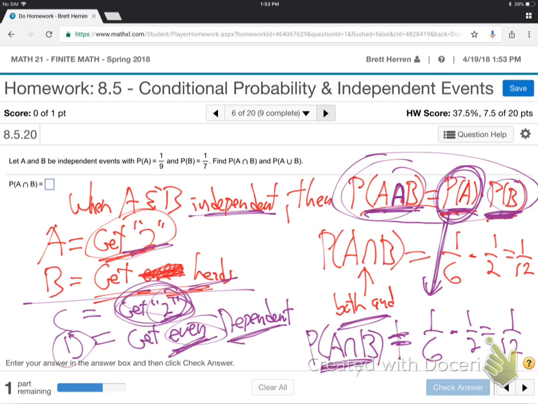Just throw aside all math formulas. Just be real with me. Probability is real. I rolled a die. Covered it up. Said, hey, guys, I got a 2 and I got an even. What happened on that one die?